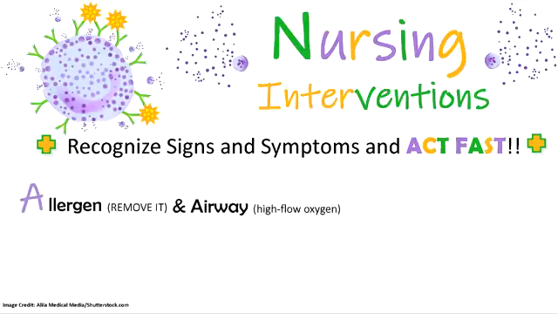So A would be for allergen and airway. If we know or suspect this particular thing is causing a patient's anaphylaxis, we want to remove it. Or if they're started on a new IV antibiotic, we want to stop that medication until we can determine what's going on. Airway, remember, histamine can cause that bronchoconstriction. So we want to make sure we're managing that airway and giving them high flow oxygen. You're also going to be doing continuous monitoring of their vital signs.